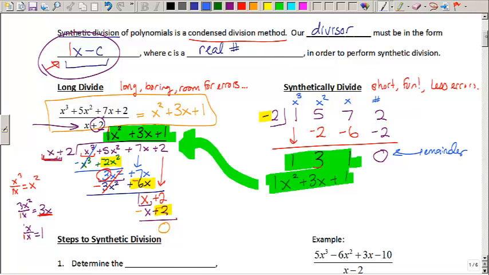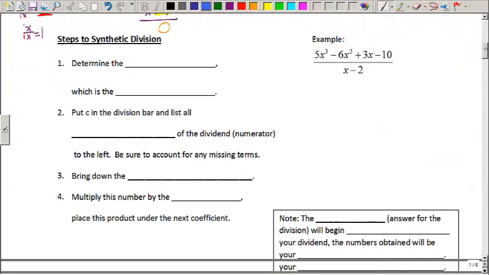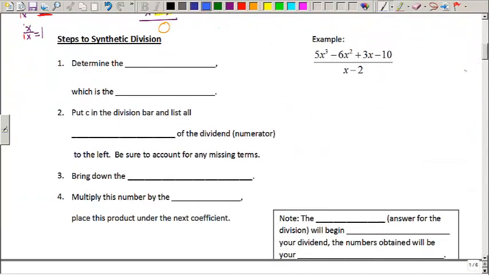Next, I'd like to show you how to do synthetic division while writing out the steps so that you can go back and refer to the steps one more time. So our steps: first, I want you to identify the divisor C, which is the opposite number with the x in the denominator.